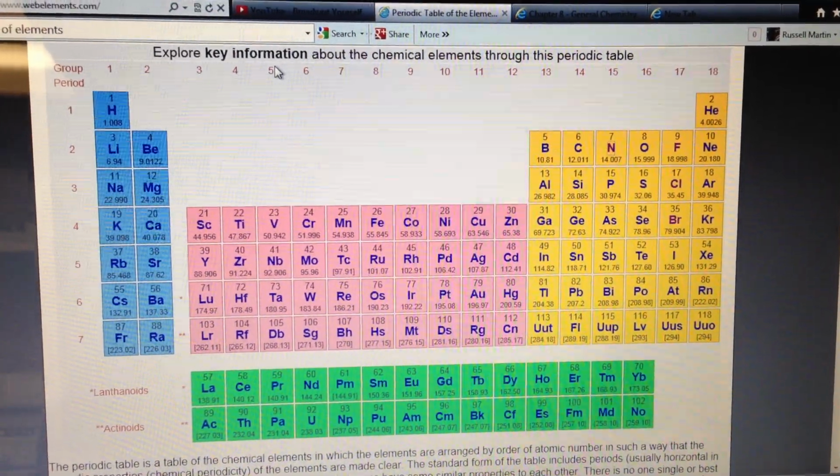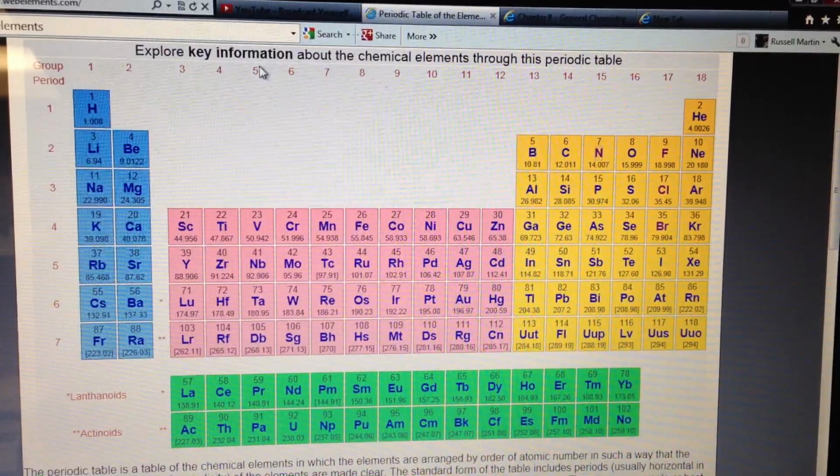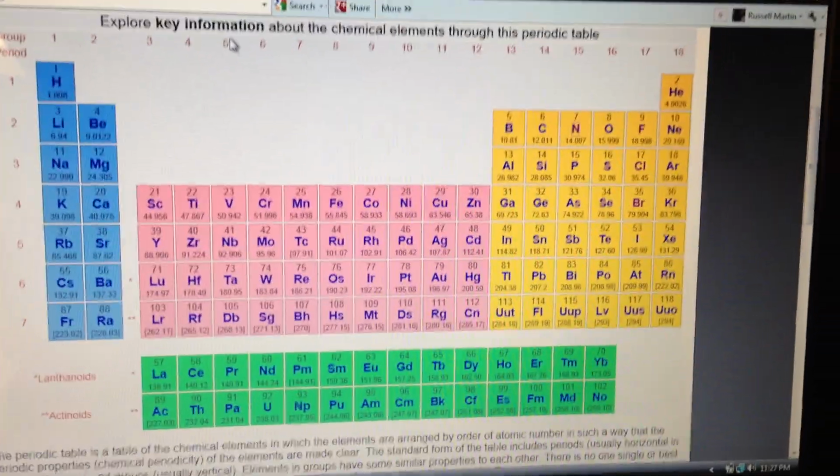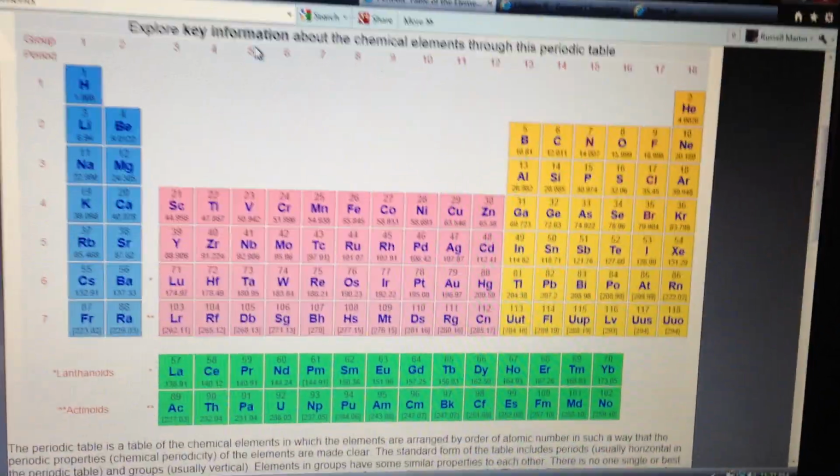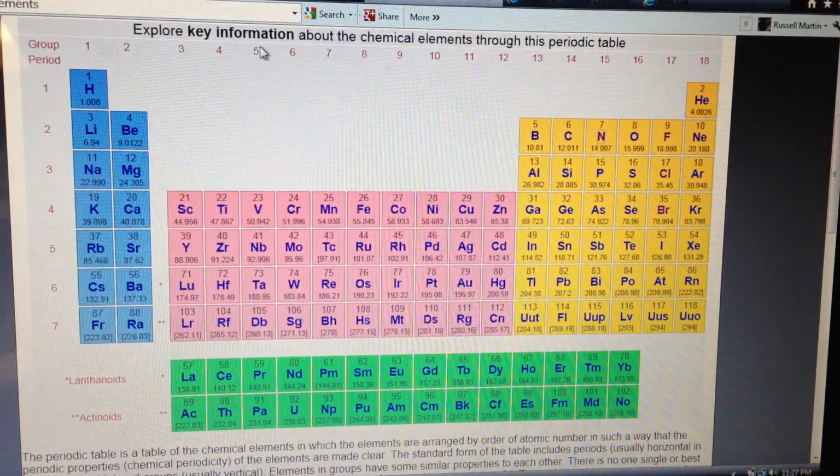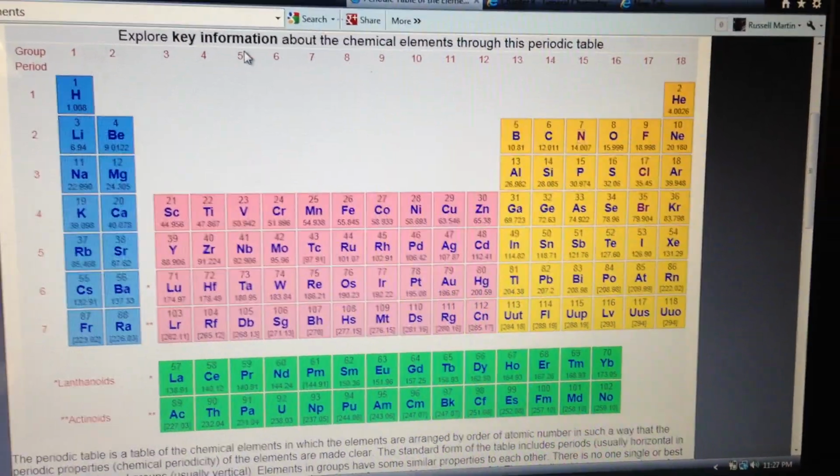Hey everybody, that's right, back to the basics, back to the periodic table. So, hopefully I've got some really good news for you tonight on the magnetic gas.